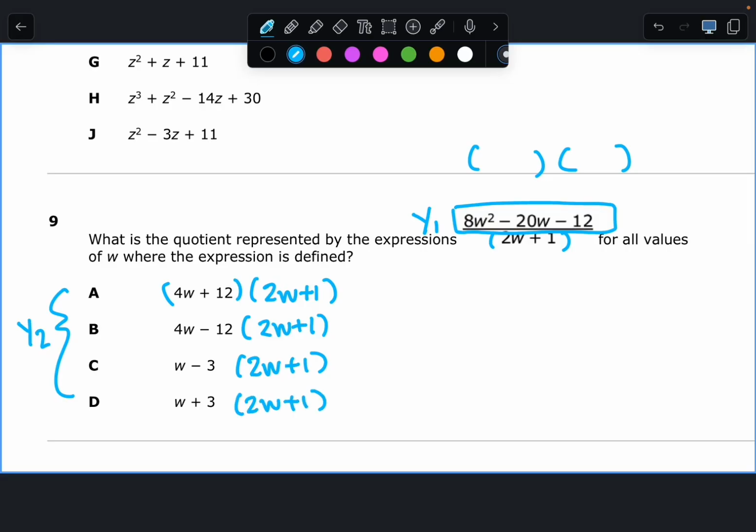If anything, there's only going to be one question like it, but it might be on the STAR test. Don't put the bottom one into y2? Correct. Because the whole point is that you multiply this times one of these to get the top answer.